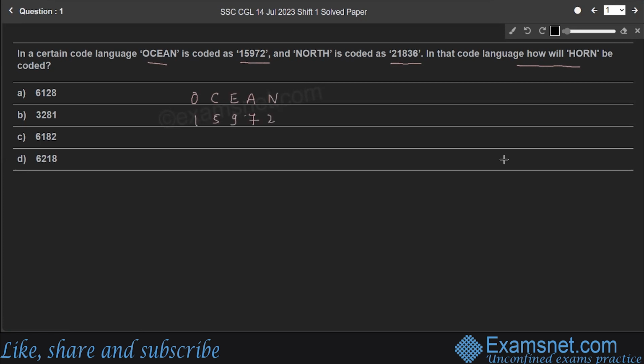15972. That means O is coded as 1, C is coded as 5, E is coded as 9, A is coded as 7, and N is coded as 2, right? Similarly, north, N-O-R-T-H, N is coded as 2, O is coded as 1, R is coded as 8, T as 3, H as 6. Therefore, horn is coded as, so H-O-R-N, right?